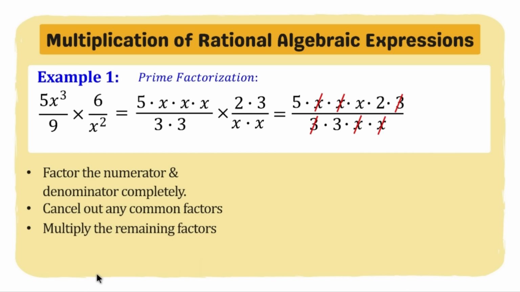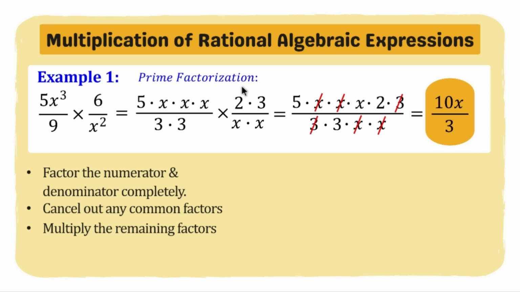At anong gagawin sa mga naiwan? We can multiply the remaining factors. So, we have here 5 and then 2. So, we can multiply 5 times 2. We will get 10. Plus, meron pa pong isang x na naiwan doon. So, we multiply it as well. So, we can have 10x. And then sa baba, we only have here 3. So, our denominator is 3. Now, can we still simplify? Hindi na po. Ito na po yung ating final answer. That is how we multiply rational algebraic expressions using prime factorization.